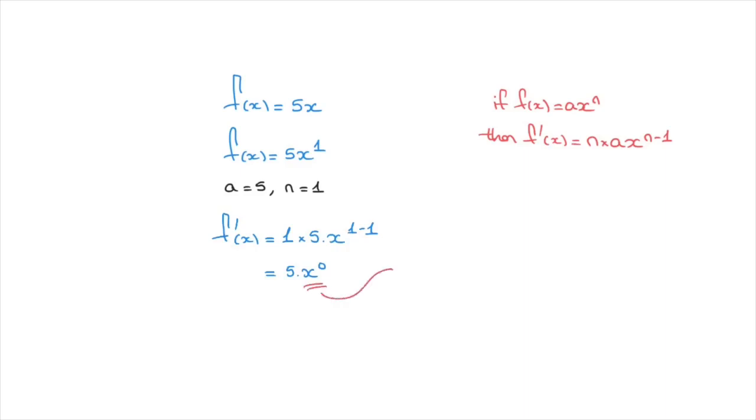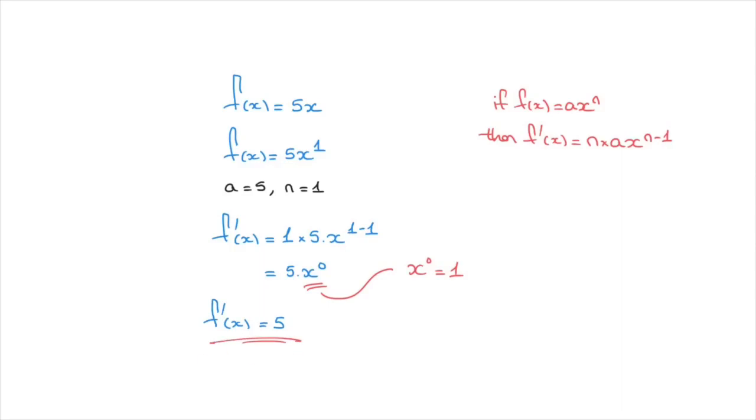X to the power of 0 is equal to 1. Indeed, for all non-zero x, we have x to the power of 0 equals 1. So this derivative function is in fact equal to 5 times 1. In other words, f dash of x is equal to 5. And that's the final answer.